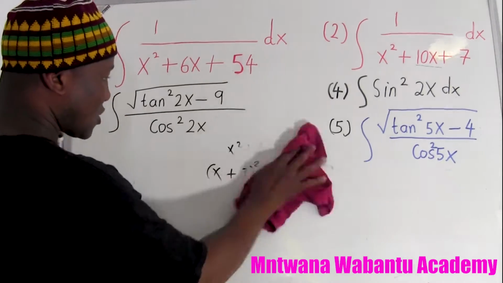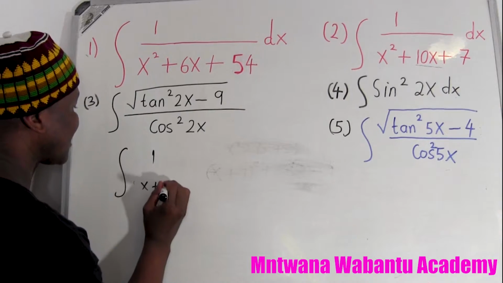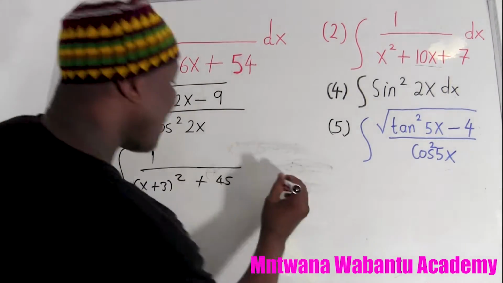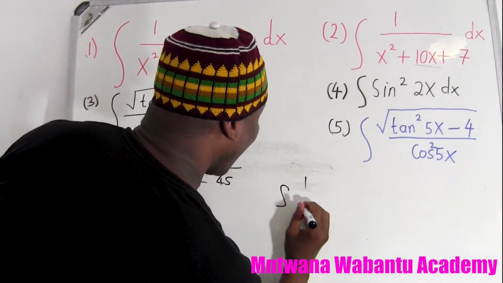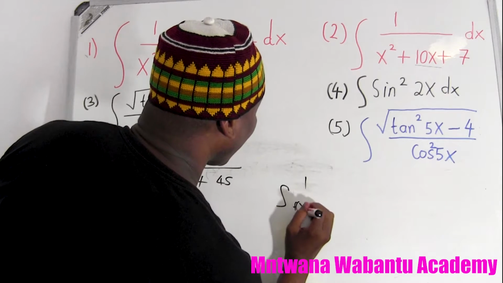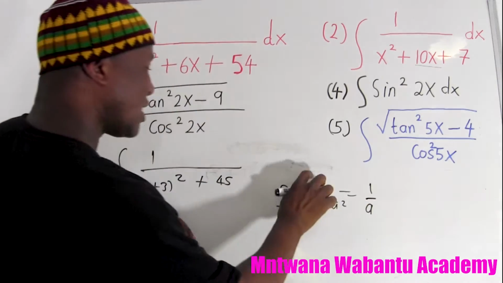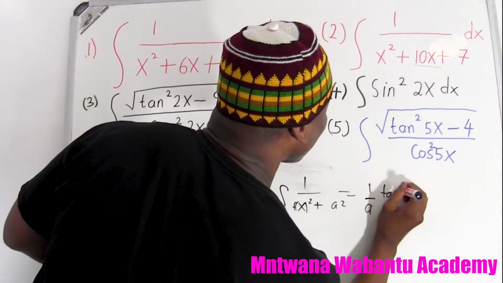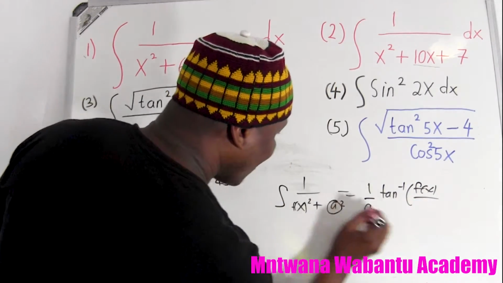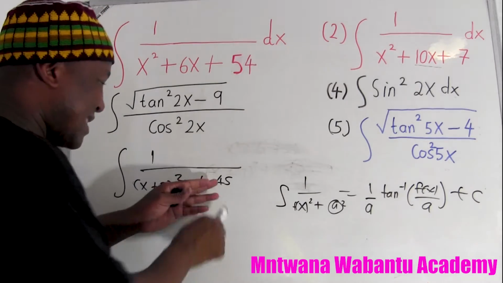So now I'm going to say, well, now let's go. So this is going to be the integral of 1 over (x plus 3) squared plus 45. But remember, if you have an integral and you have a 1 over, let's say, x squared, or f of x squared plus a squared, this is 1 over a, then tan inverse, or sometimes you can say arctan, and then you write your function here, and then you divide by whatever you have here, which is a, and then you plus constant.